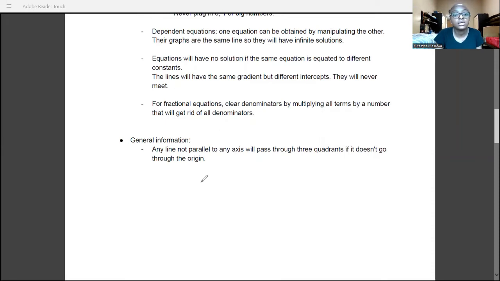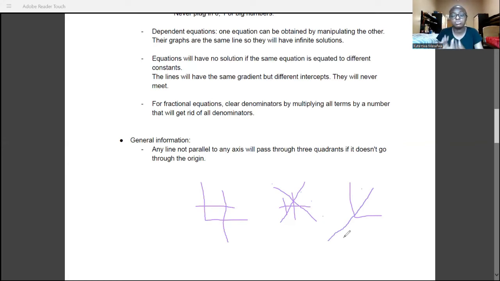Okay, so the point is that if a line is straight, it only goes through 2 quadrants, right? But if it's slanted, it's going to go through 3 quadrants. Look at that. 1, 2, 3. A line like that goes through 3 quadrants. Okay, so any line that is slanted will go through 3 quadrants except when it goes through the origin, because then it would only go through 2 quadrants. Because the origin is your intersection point.